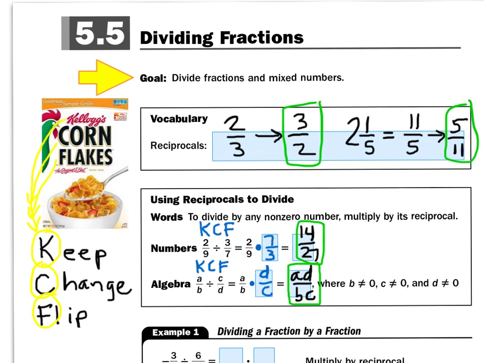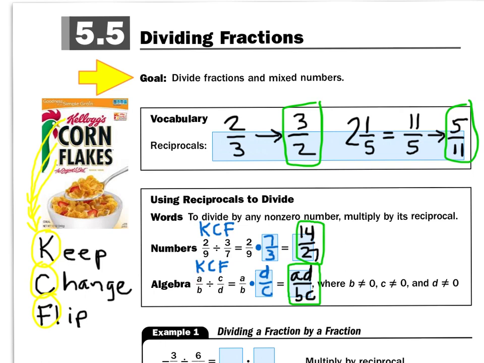And then we look for ways to cross cancel or simplify, and I can't see any. So we go straight across. 2 times 7 gives us 14. 9 times 3 gives us 27. So it's 14/27.